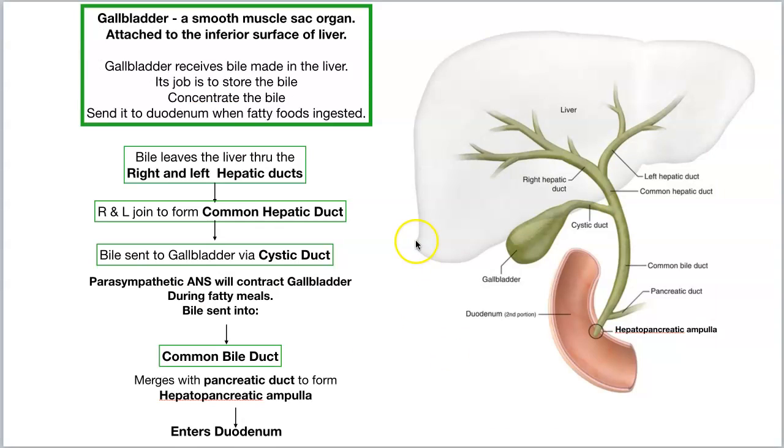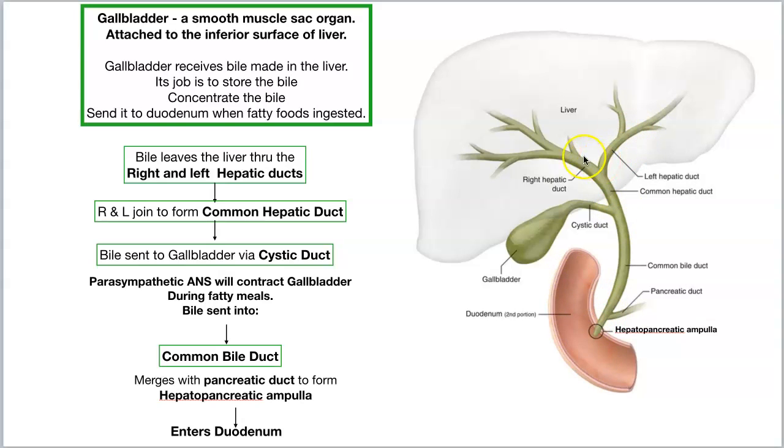So now we're going to go on to the gallbladder. The gallbladder is just a smooth muscle sac. It's a little organ made of smooth muscle that sits right underneath the inferior surface of the liver. Its job is to receive the bile that has been made by the liver and store it and concentrate it. And then when you're eating a fatty meal, the parasympathetic nervous system will squeeze the gallbladder and it will send out that concentrated bile down through the common bile duct and into the duodenum.